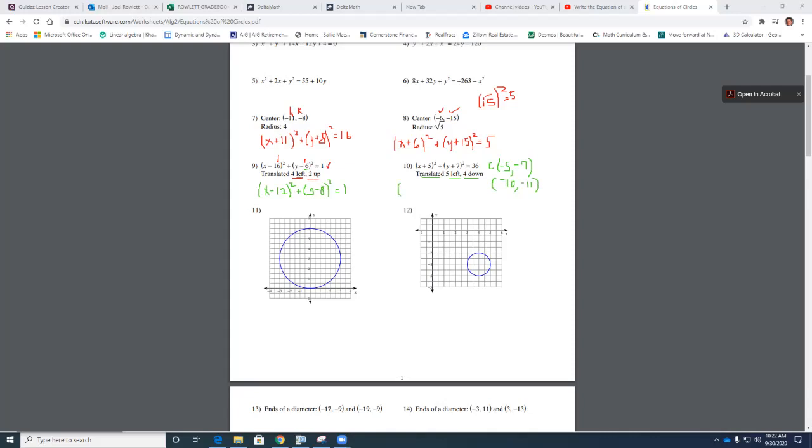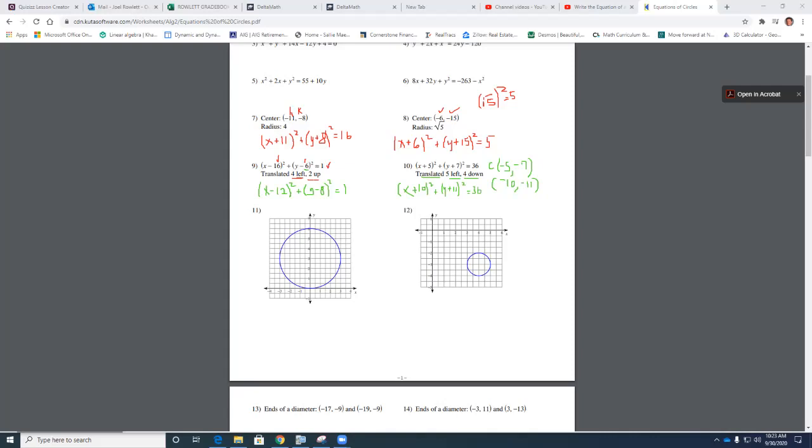Well, it's going to be x minus negative 10, or x plus 10, squared, plus y plus 11 squared, and of course the radius is still 6, right? 6 squared is 36. Just because we slide a circle does not mean the circle gets larger. So the radius of the circle is actually the same.